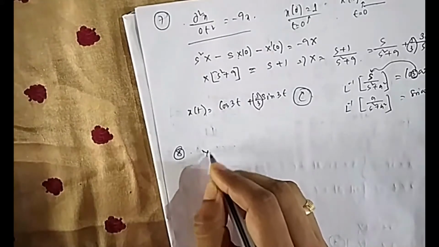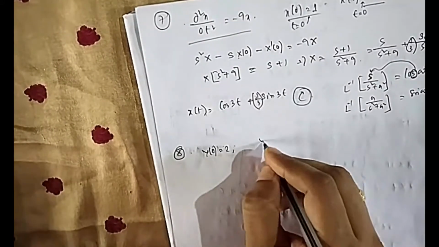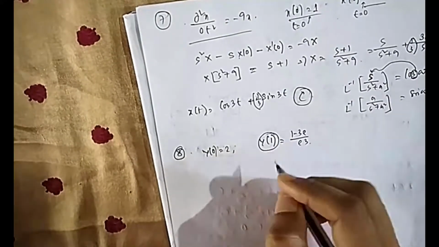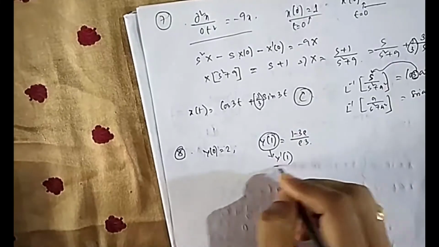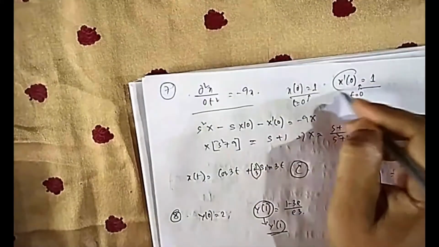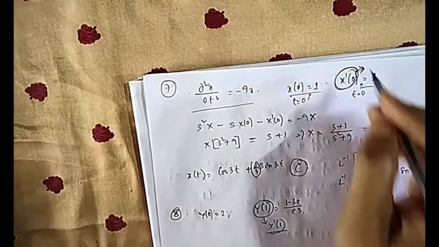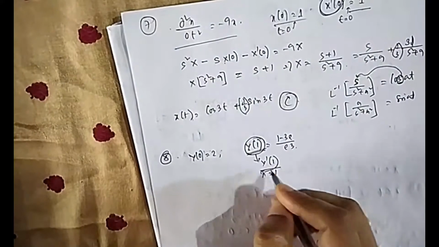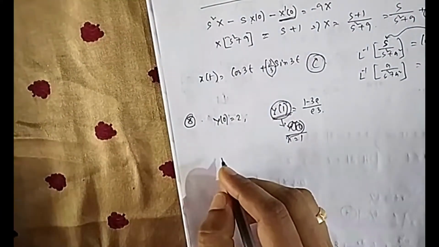In question number 8, they have asked you such that y(0) equal to 2, and they have given y(1) is equal to 1 minus 3e by e cube. Now this is y(1), not y dash 1. That is the difference. In the earlier question x dash value was given, so the initial condition of the derivative was given. Here it is not the derivative, it is simply y when x is equal to 1. That means both initial conditions are not given, so you should not try this question with Laplace. You should go by the normal method.